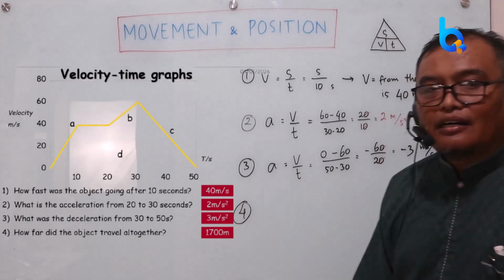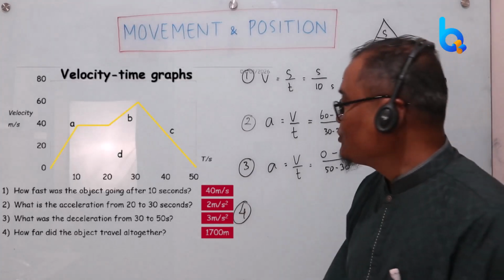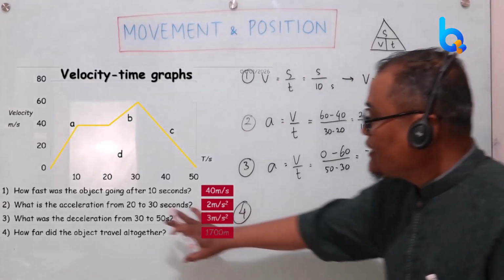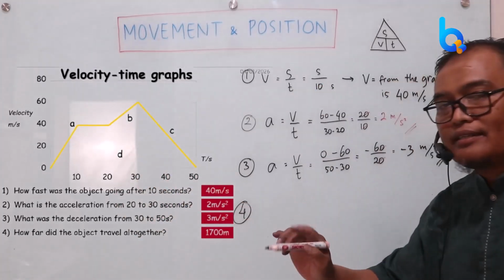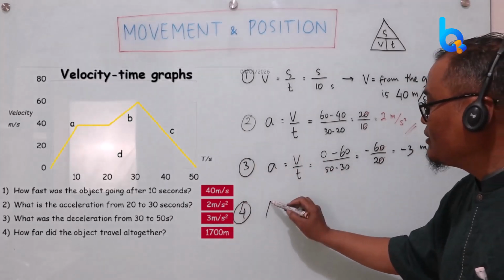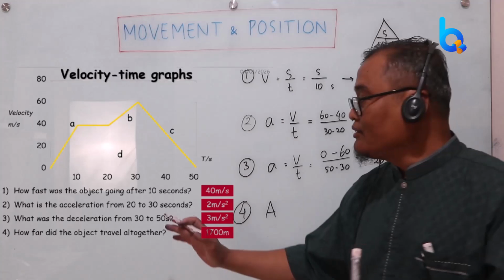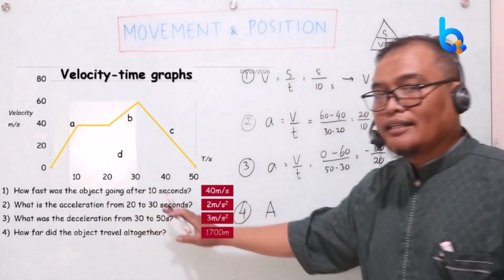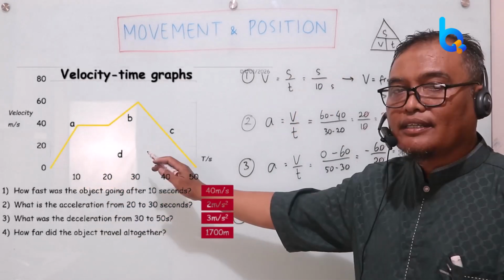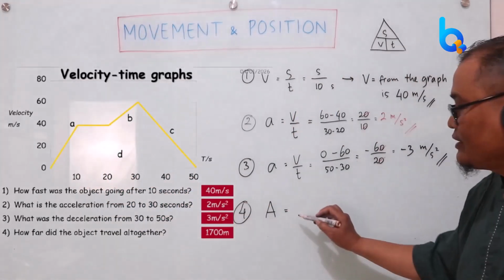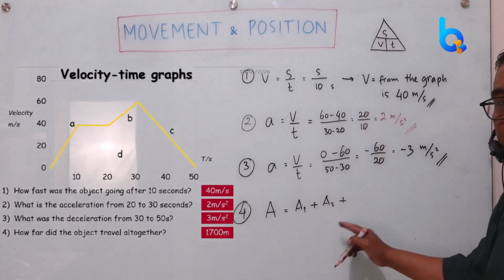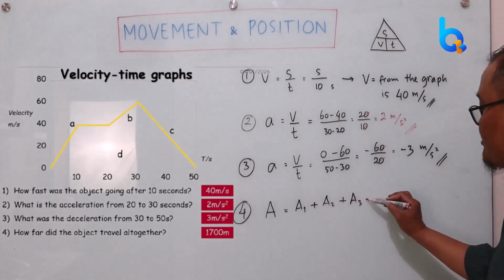Okay. Number 4. How far did the object travel altogether? Listen, this is very important. For the area, when we want to count how far, it means we count the area. So what is the shape of the area from A until C? We divide it into shapes 1, 2, and 3. Again, area 1 plus area 2 plus area 3 until area 3 plus area 4.